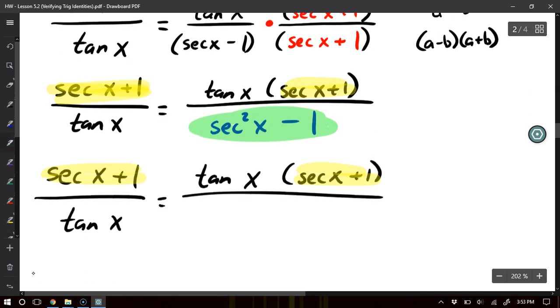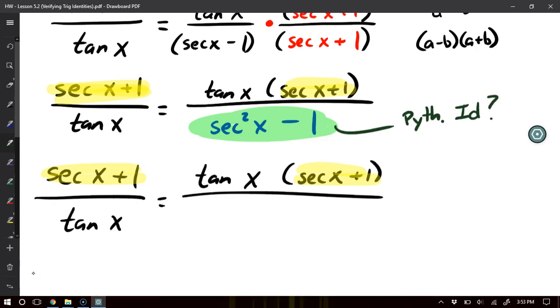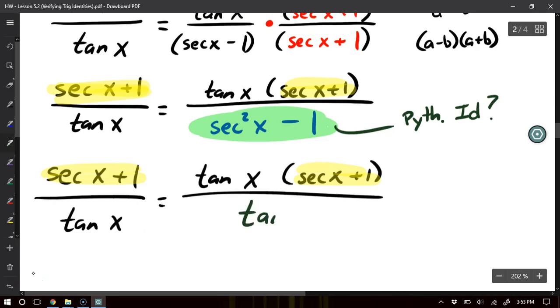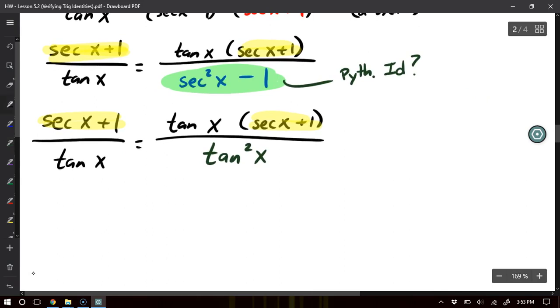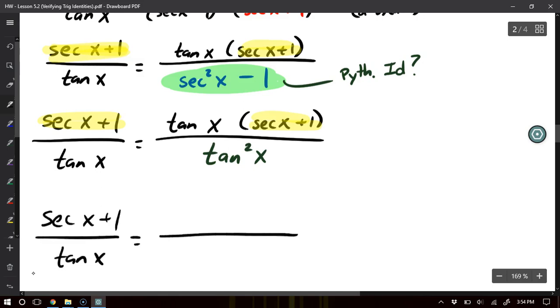But again, I see that denominator, I see a square trig ratio and the number 1, and it makes me question, is that a Pythagorean identity, secant squared of x minus 1? And it is. It's tangent squared of x. So notice now I have a tangent on the bottom, which is exactly what I wanted, which is great. And so the left side is secant x plus 1 over tangent x. Haven't changed it yet. And what can I do on the right side? Well, I'm going to keep that secant of x plus 1.